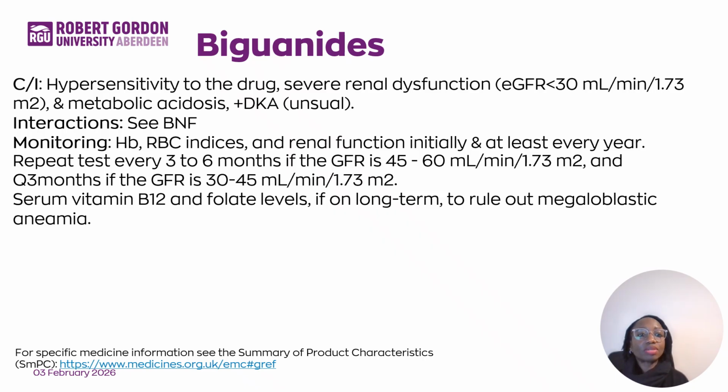Monitoring when somebody is on metformin, in this case, would be the red blood cell and hemoglobin count, just because of that potential vitamin B12 deficiency. And then also renal function should be initially monitored and then analyzed every year. Okay, and if the eGFR is lower than normal, then it should be repeated more frequently. Also, in some practices, they do review the vitamin B12 and folate levels. Also, megaloblastic anemia must be ruled out. Okay.